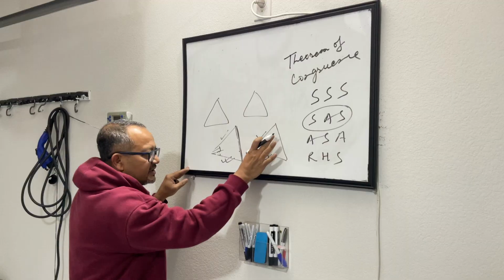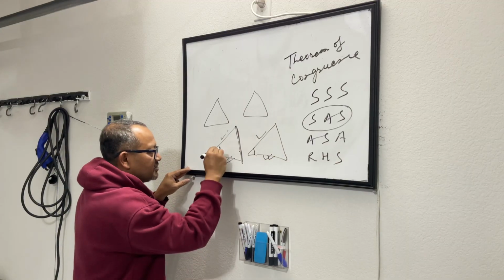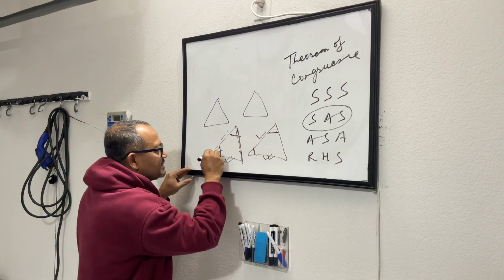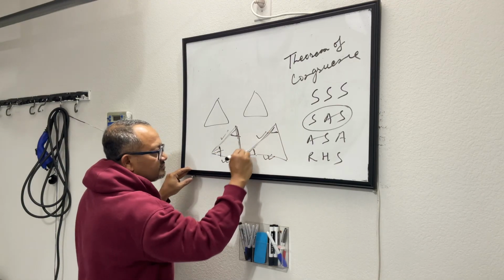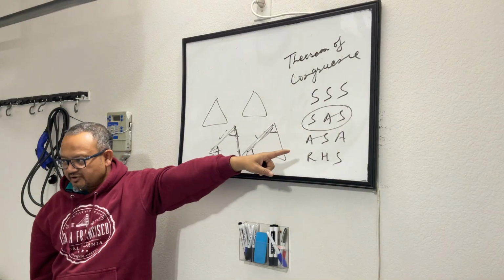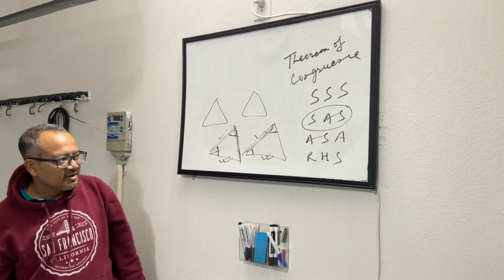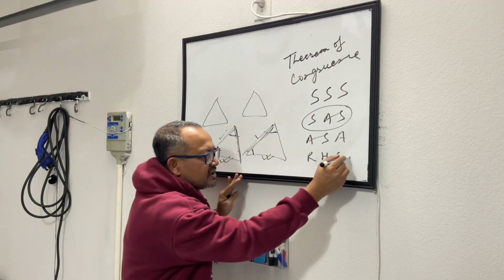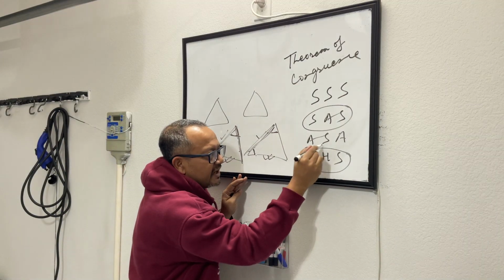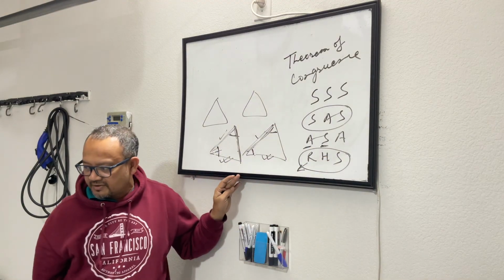Same way, it says, if you have 2 angles same, so this angle same, this angle same, and the side between them same, your 2 triangles will be congruent. Okay? And this RHS is a special case, where A stands for angle, S stands for side. Okay?